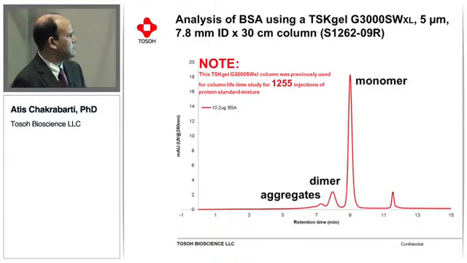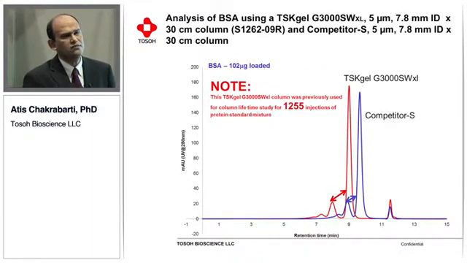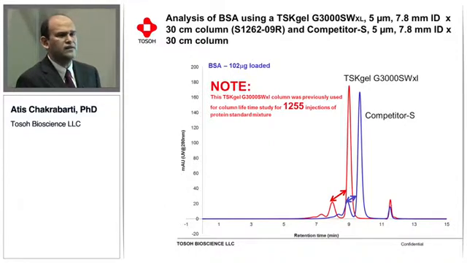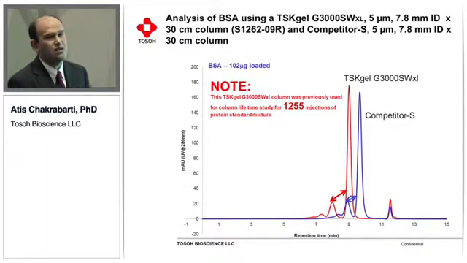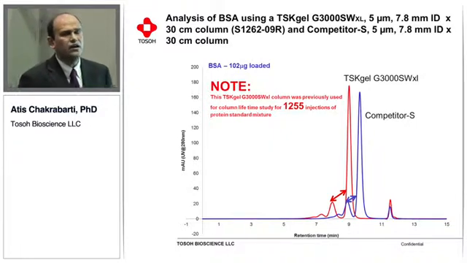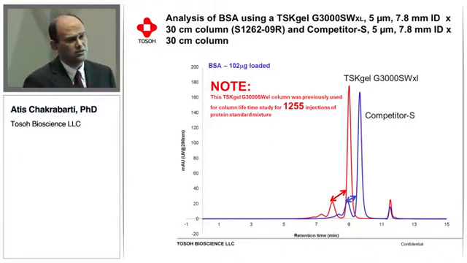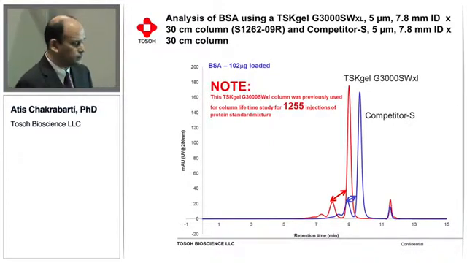Next slide, please. Now I compared that particular column, which had already run for 1255 injections, with a brand new column from competitor S of exactly the same ID, same length, same pore size. If you look at the resolution between the monomer peak and the dimer peak, the TSKgel G3000SWXL column is giving much higher resolution compared to the competitor column. Next slide, please.